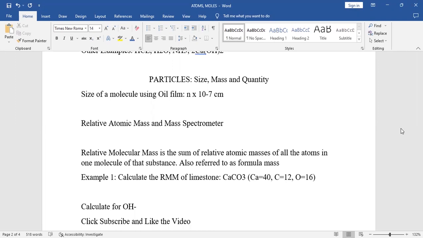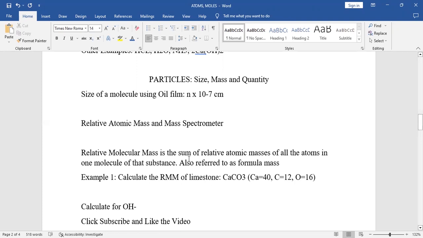If relative atomic mass is, let's just say, the mass of one single atom, you know that for hydrogen it is 1, for carbon it is 12, oxygen is 16, thereabout, sodium is 23, chlorine is 35.5, potassium is 39, calcium is 40. So for relative molecular mass, it's just the sum of all the relative atomic masses.